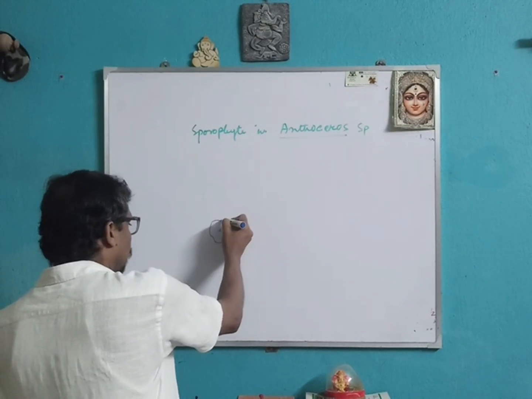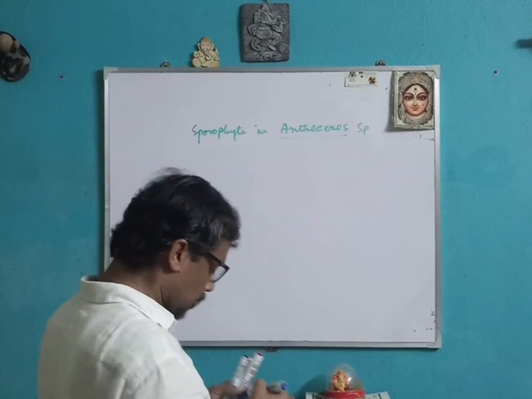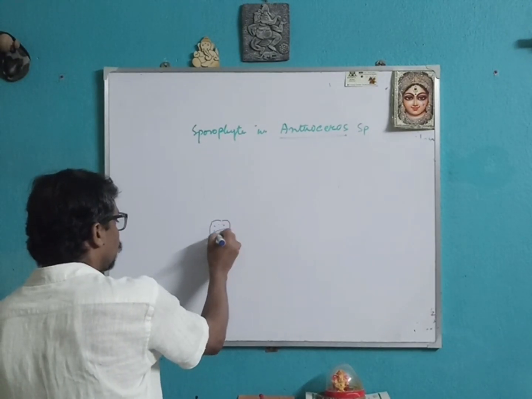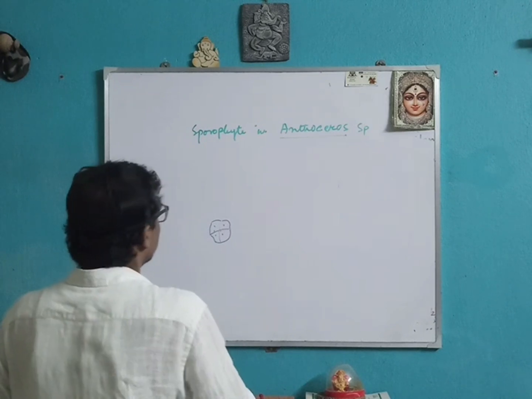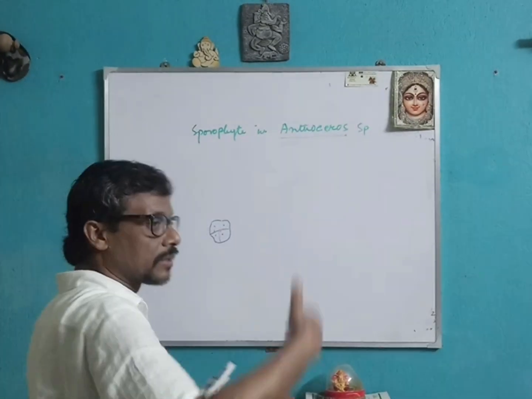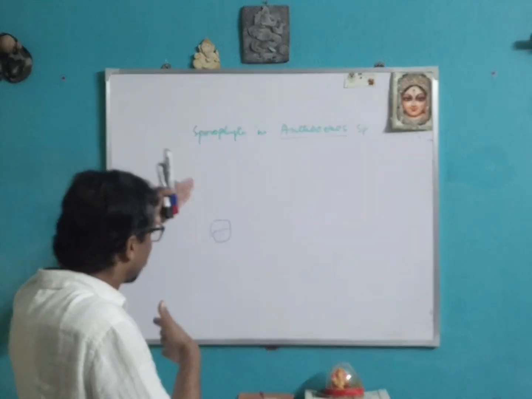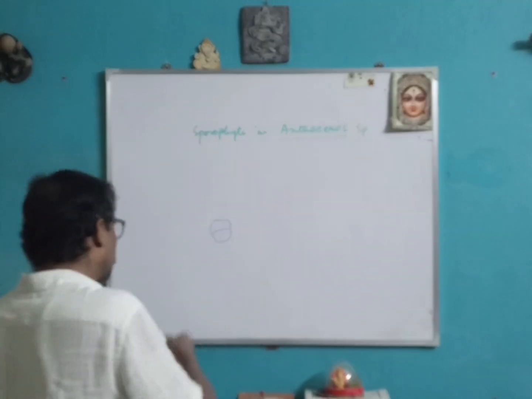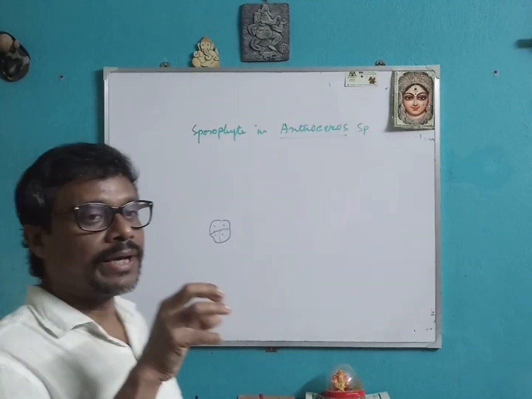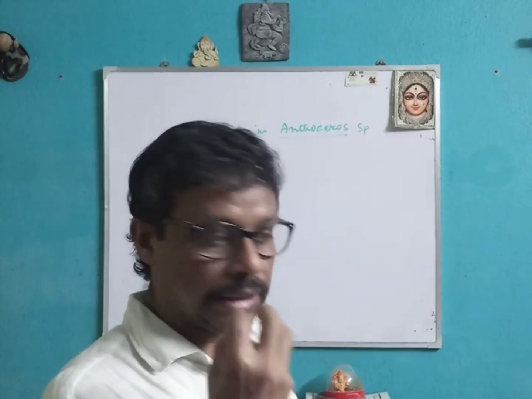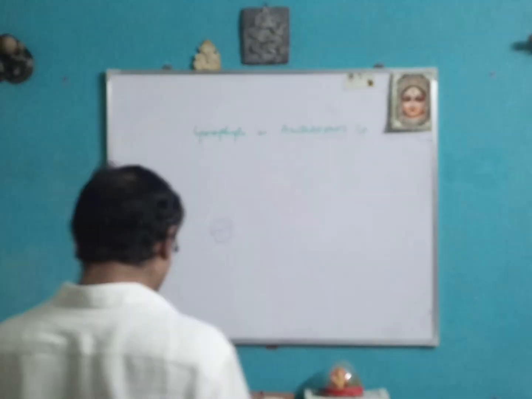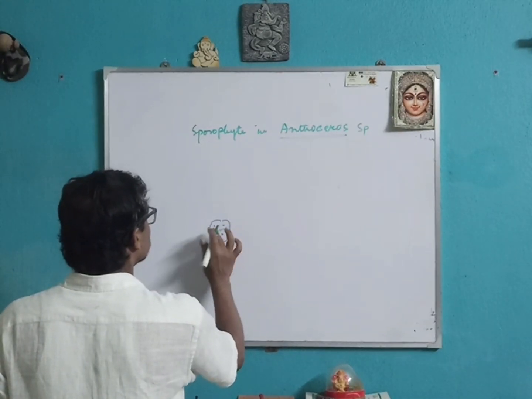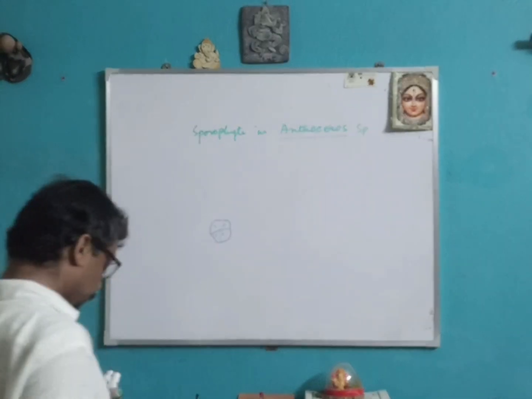First of all, it gets divided in this plane into two, then divided in this plane into four, and ultimately another division, longitudinal, at right angle to the previous one. So one is vertical, another is longitudinal, another is transverse, making the zygote into an 8-celled condition, that is called the octant condition. Now 4 cells are seen over here and 4 cells on the back side.